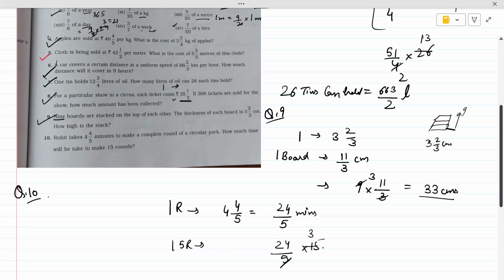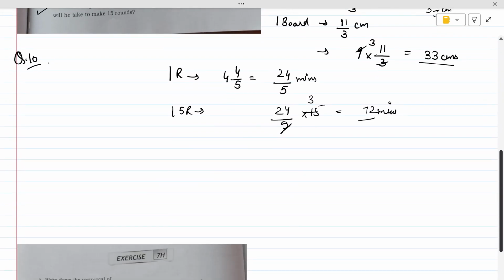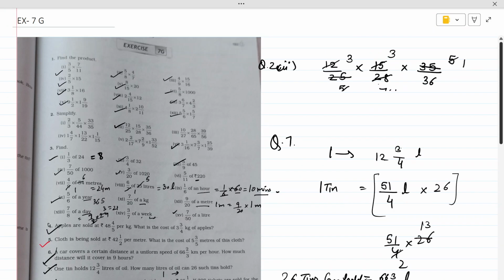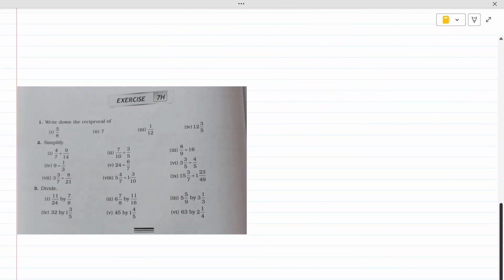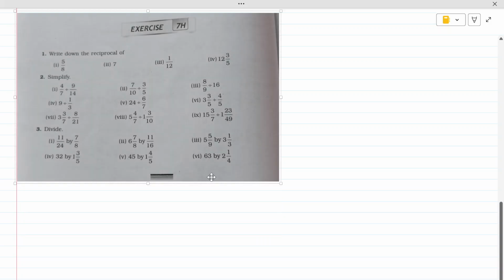5 into 3, 24 into 3 is 72. So this is 72 minutes he is going to take to complete 15 rounds. Okay. So with this, we have come to the end of this particular exercise 7G. And now let's move to the next exercise 7H, which is the last exercise of this chapter from R.S. Aggarwal.